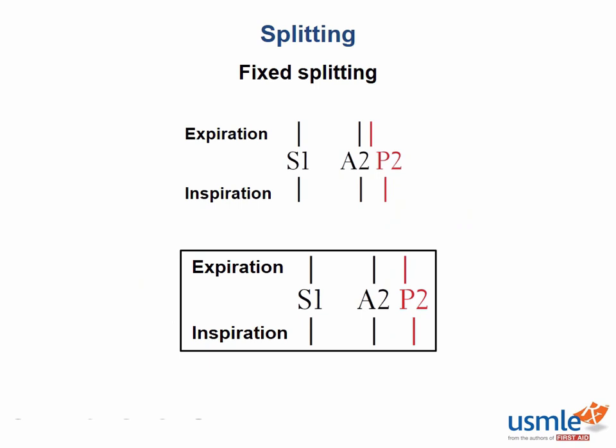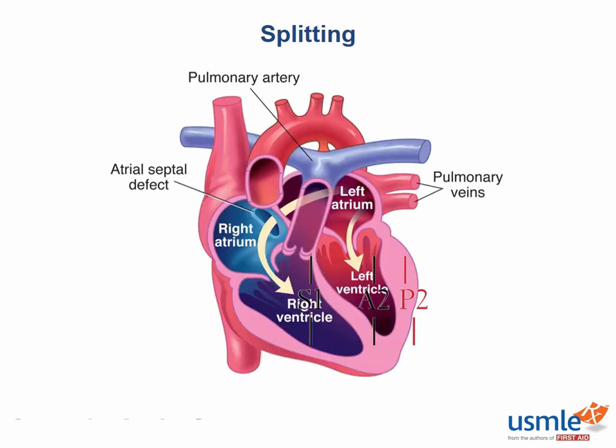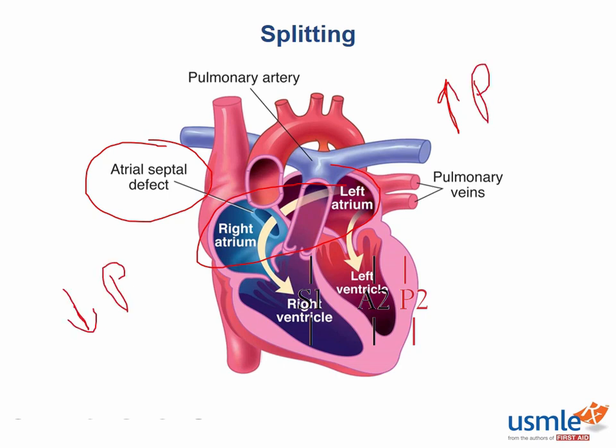Well, the most common pathology that causes fixed splitting is an atrial septal defect, or a defect in the septa splitting the right atrium and left atrium. You can see here, in an atrial septal defect, blood is shunted from the left atrium, or the atrium of higher pressure, to the right atrium, or the atrium of lower pressure. The blood flows from the left atrium into the right atrium and then down into the right ventricle.